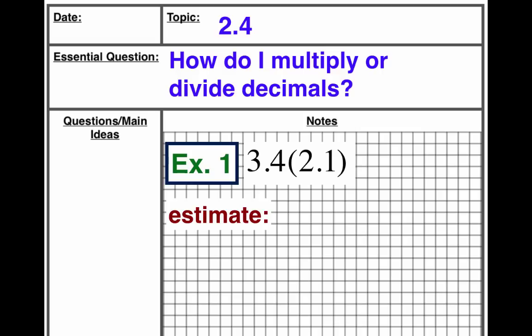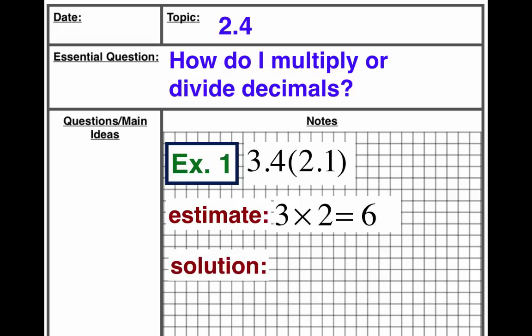So let's think about 3.4 and 2.1. Well, that's about 3 and about 2. And I know 3 times 2 is 6, so my estimate is I should get a number close to 6. Why is this helpful? Well, if I grab my calculator and I make a mistake, let's say I accidentally type in a wrong number and I get some big answer like 85 or 37, I should know right away that that's not reasonable.